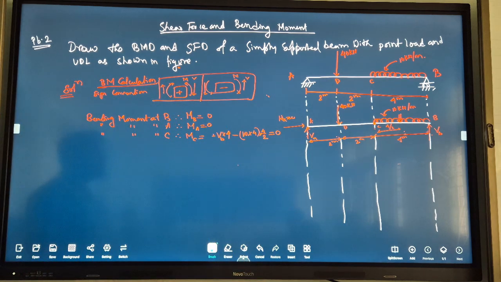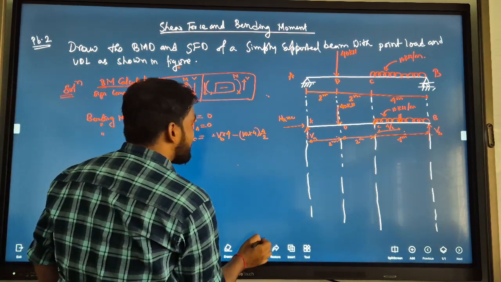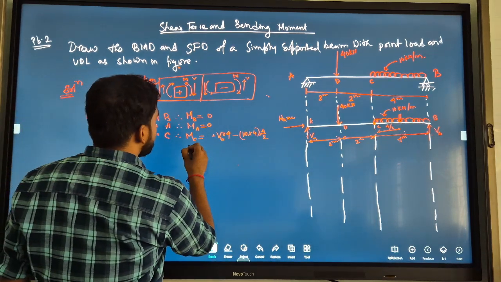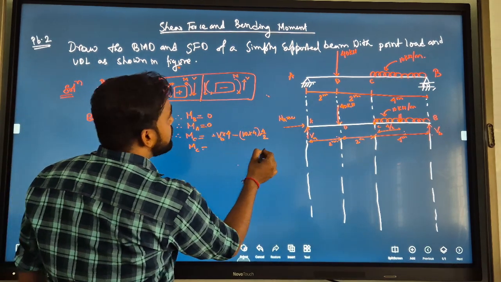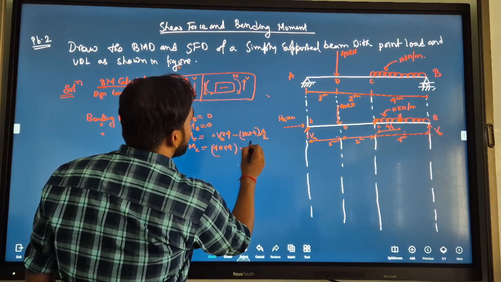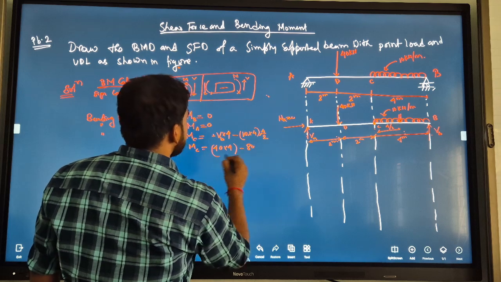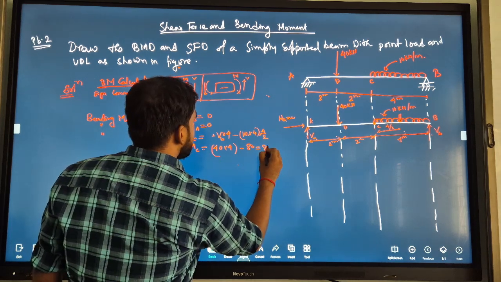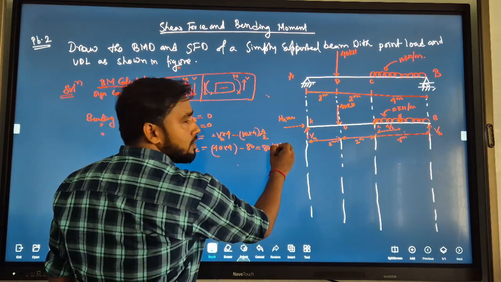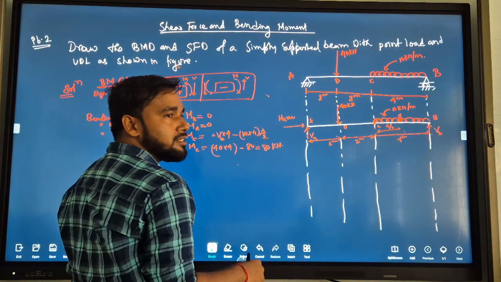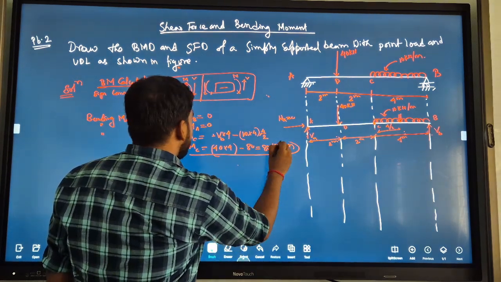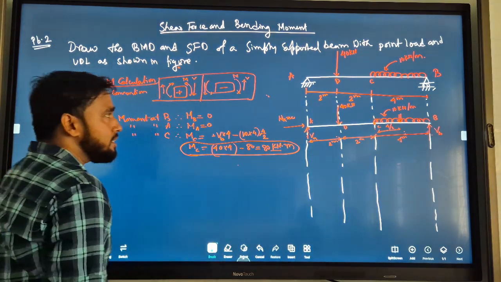This is the total moment. So MC becomes how much? VB is 40, so 40 into 4 minus 10 into 4 into 4 by 2, which is 80. So it becomes 80 kilonewton meter. In the moment, force into distance, this force in kilonewton, distance in meter. This is the moment at C.